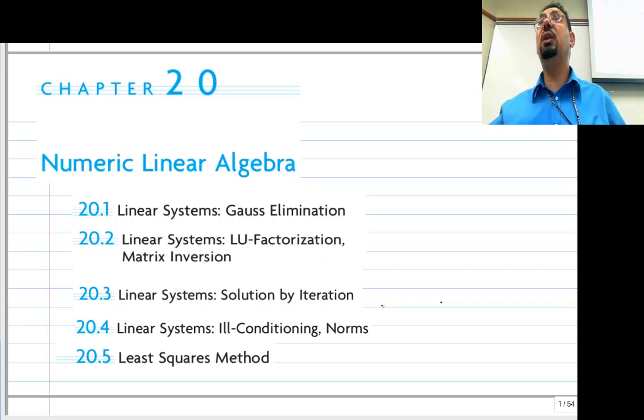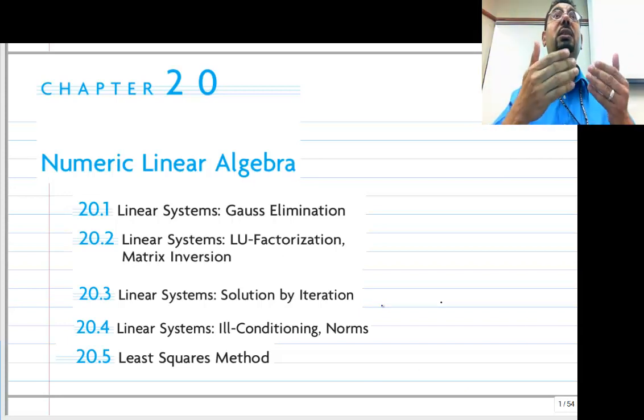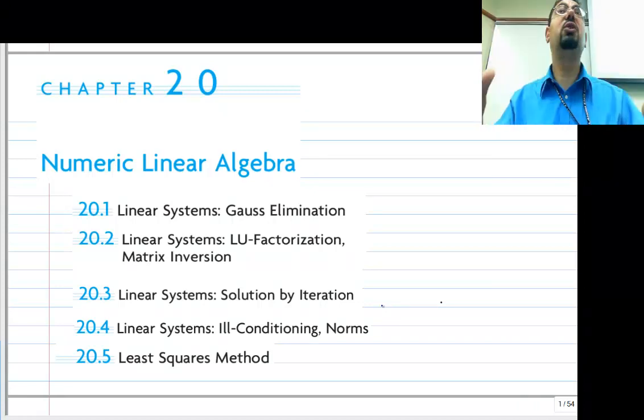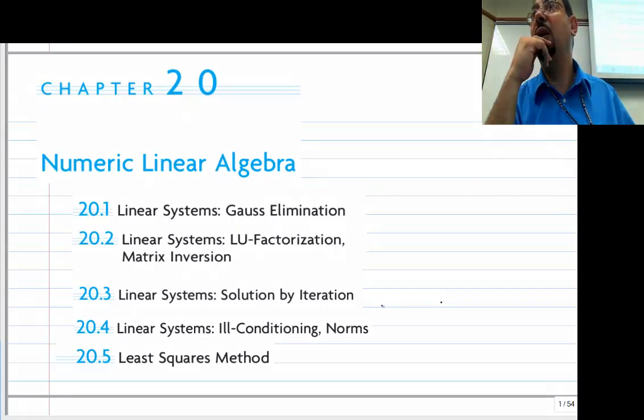It's similar to Newton-Raphson and fixed point iteration, where you have an initial guess and you keep trying and trying until the numbers stop changing. That we will do for a big system of equations, all right?